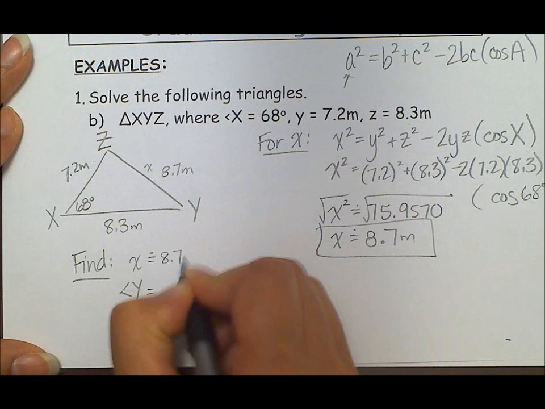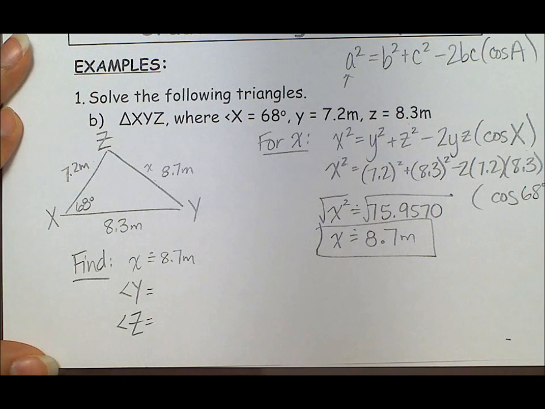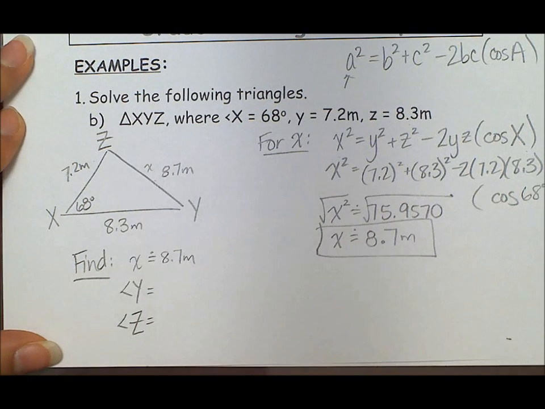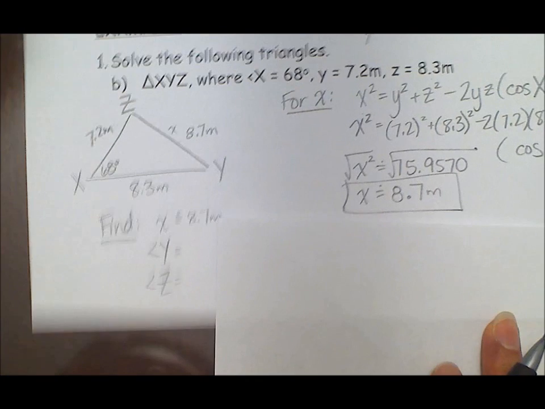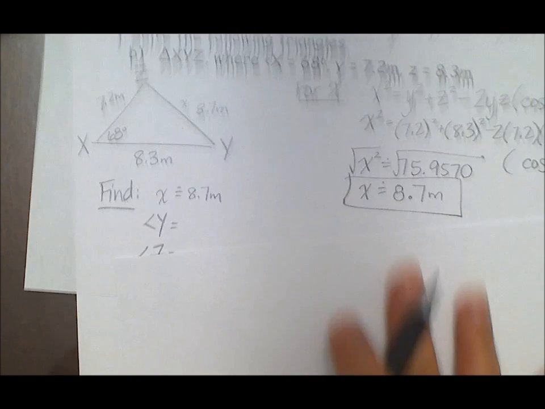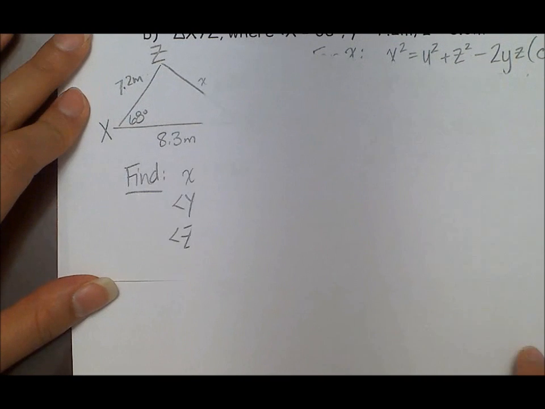And in order to do that, now if you notice the information that you have, we actually have an angle and its opposite side, which means now we can start using the sine law. And that's exactly what we're going to be doing. So in order to solve for angle z and angle y, we're going to be using the sine law.